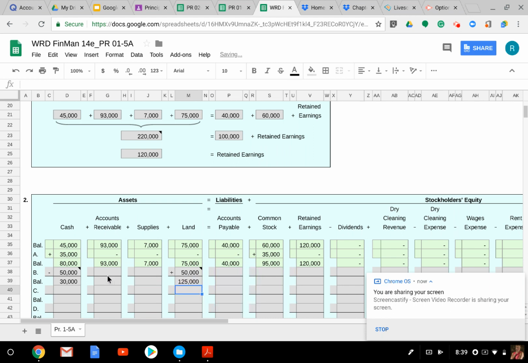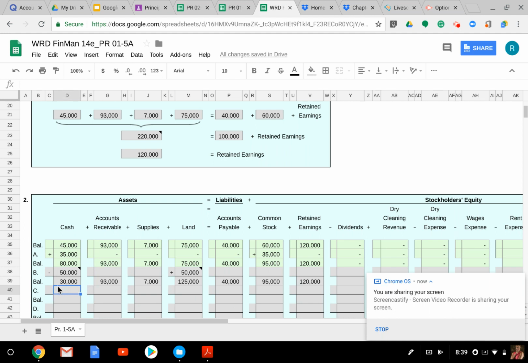This means that for these lines, where you had nothing, you just bring down the balances: 93,000, 7,000, 40,000, and 95,000. And if you do the math across the accounting equation, you will notice that assets still equal liabilities plus owner's equity, or stockholders' equity, which is the same thing as we started out with. The right side equals the left side.